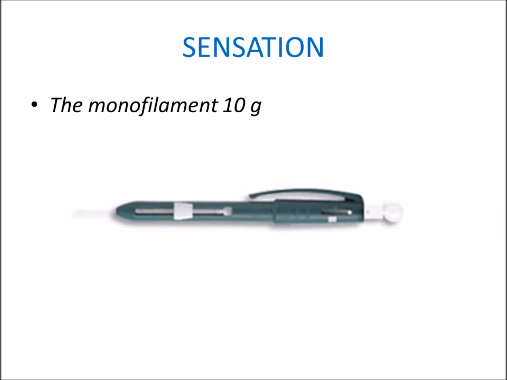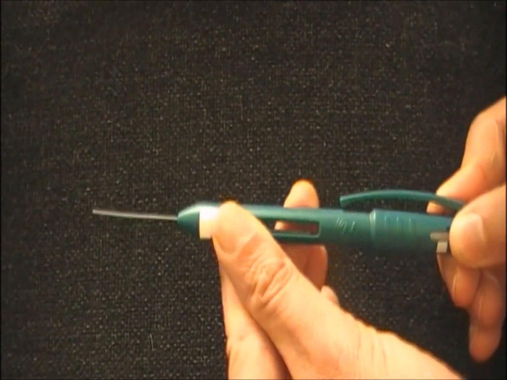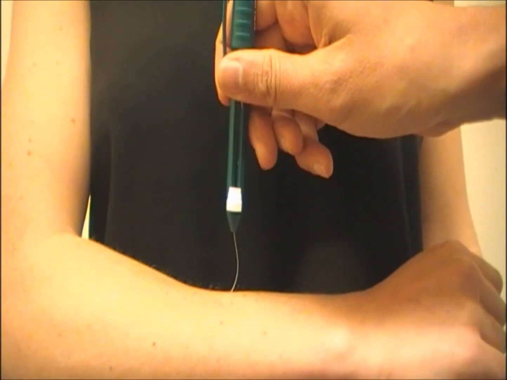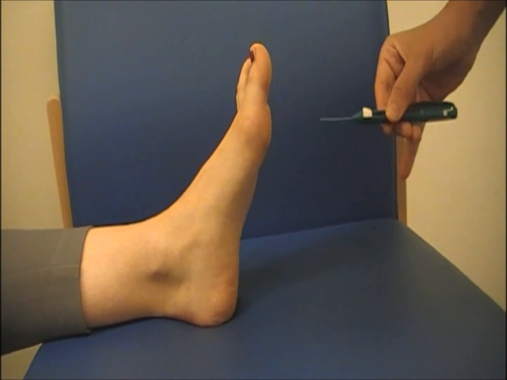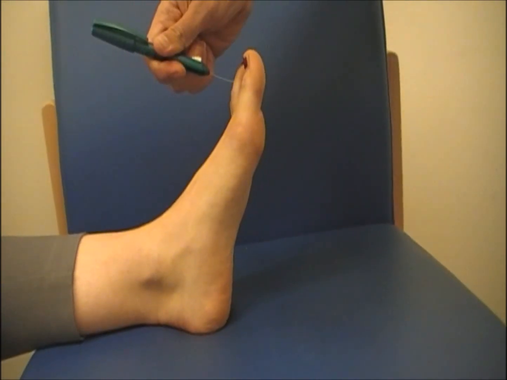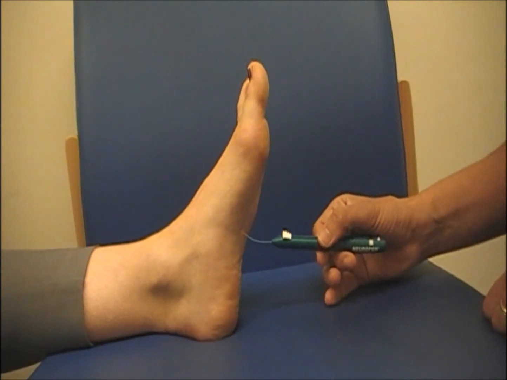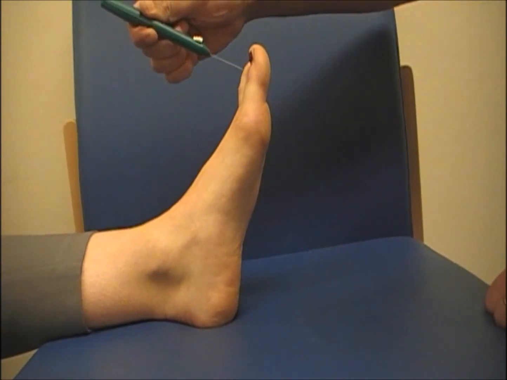The most practical and reliable tool for the assessment of sensation is the monofilament 10G. This is a thin plastic hair that should be applied at a right angle onto the patient's skin until it buckles. Use the monofilament on the arch and on the plantar and dorsal aspect of the great toe. The patient should be able to feel the monofilament touching the skin. Failure to do so indicates reduced sensation, a common finding in diabetic neuropathy.